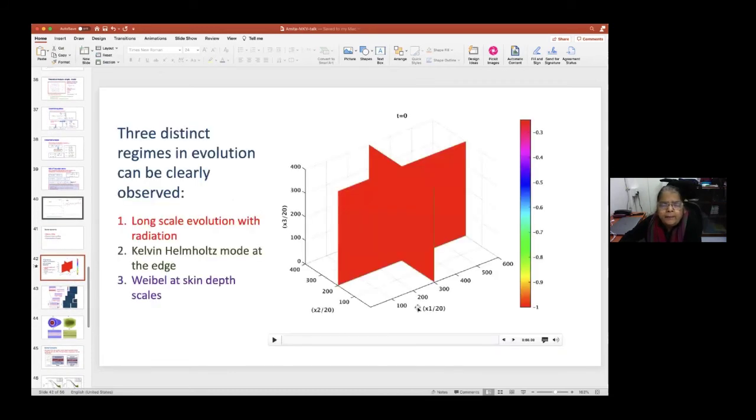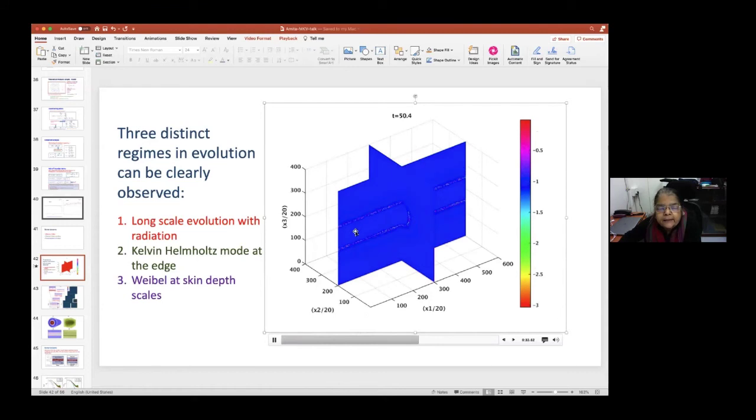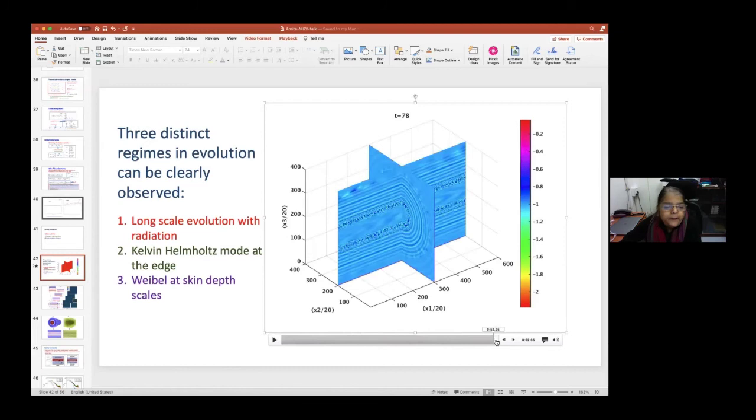In this 3D case also, it happens. This was shown, as you can see, that this particular mode appears. You see first these long scale structures appear, and only later does the Weibel mode appear, and at the edges the Kelvin-Helmholtz mode appears. So this is observed even in 3 dimensions.